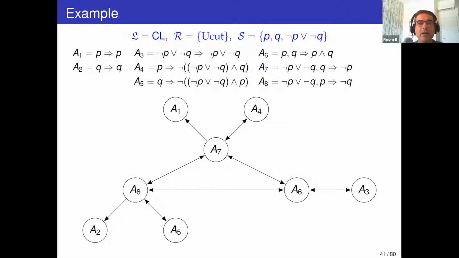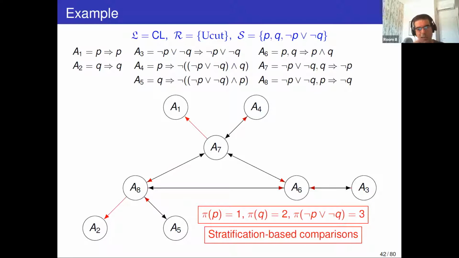Here is an example. Again, one of the examples that I considered previously, using undercut as the attack rule and classical logic as the underlying base logic. So this is the part of the argumentation framework without priorities. Suppose now we have priority functions according to which P is the most preferred formula, Q is in the middle, and not P or not Q is the least preferred formula.